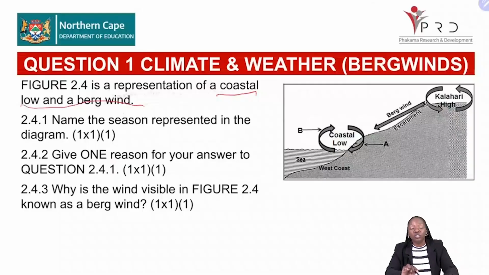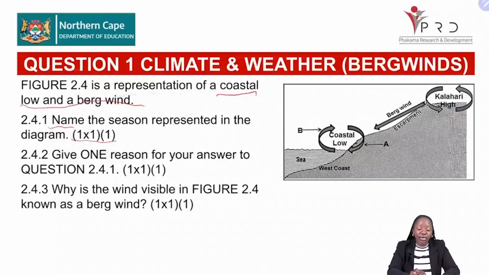So now you ask yourself, what is the coastal low and what is the berg wind? Anything that we have learned with this. Then your 2.4.1, you name the season represented in the diagram. What season? So name. You cannot give 4 or 5 lines in answering the season because you are asked to name 1 times 1. One answer that will give you 1 mark.